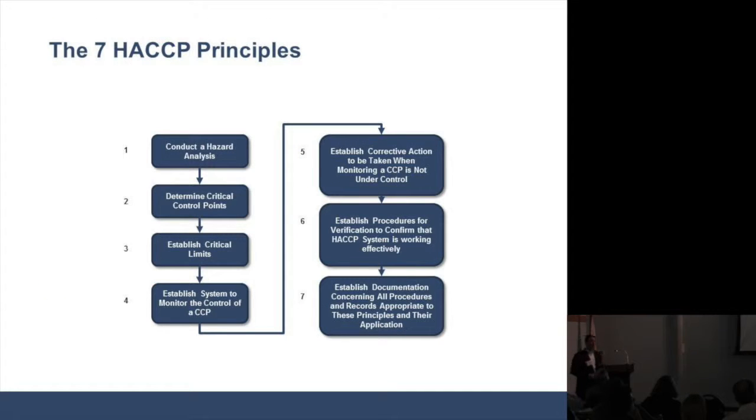So there are seven principles that are applied universally in HACCP, and I'll talk about how they're applied here in direct potable reuse. I'll go through some steps, but again, it's looking at the hazard analysis, determining your critical control points, establishing critical limits, establishing a system to monitor, and then these last three steps, while they're all extremely important, I'm going to lump them together in operations, essentially. Now, I'll shorten that up today.